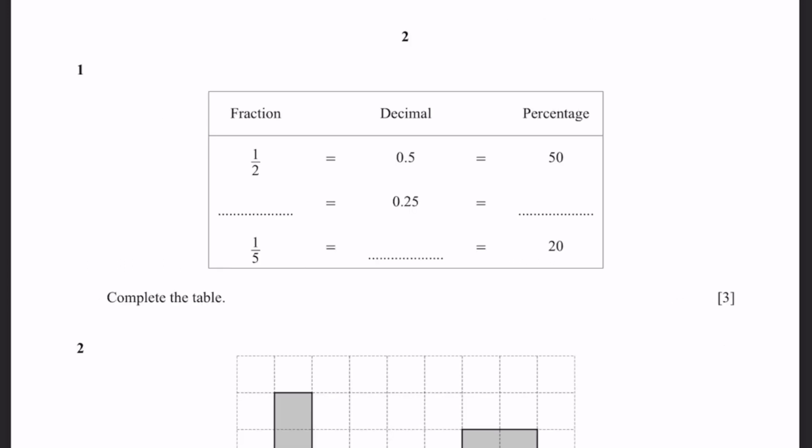Let's start. Question 1. Complete this table. So we just need to find out how much in fraction and percentage is 0.25, and then what's the decimal for 1 by 5 and 20%. So first we will do the fraction. 0.25 is 25 by 100, which is 1 by 4. And 0.25 multiplied by 100 is 25%. And similarly, 20 divided by 100 is equal to 0.2.